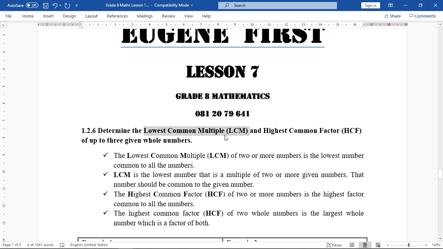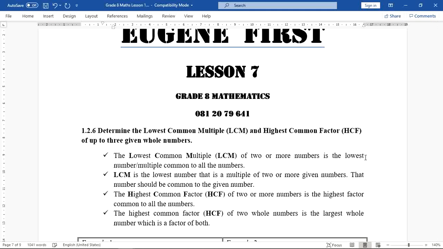Now, what is the lowest common multiple? The lowest common multiple, also known as the LCM, of two or more numbers is the lowest number common to all the numbers given. So we can say lowest common multiple that is common to all the numbers that you are given. In other words, the lowest common multiple is the lowest number that is a multiple of two or more given numbers. That number should be common to the given numbers.